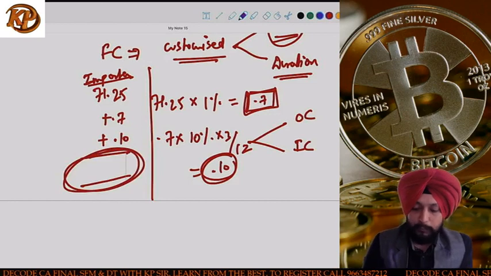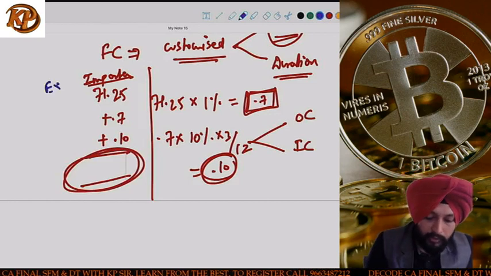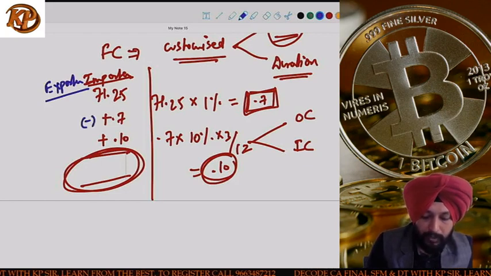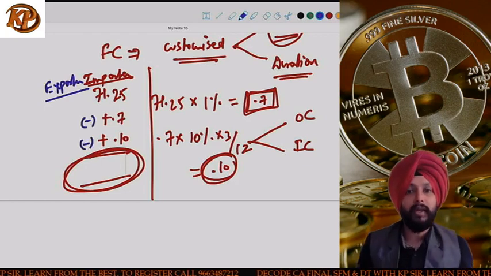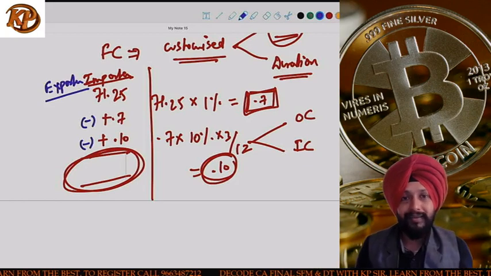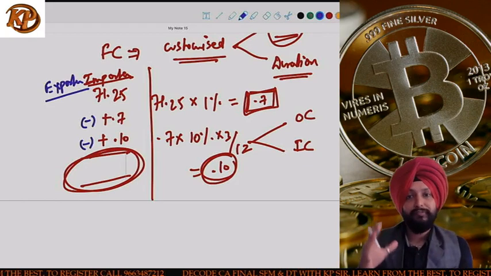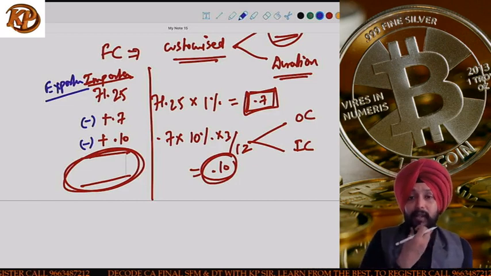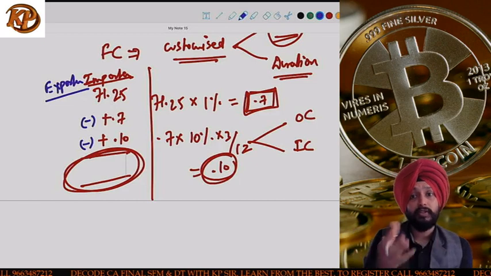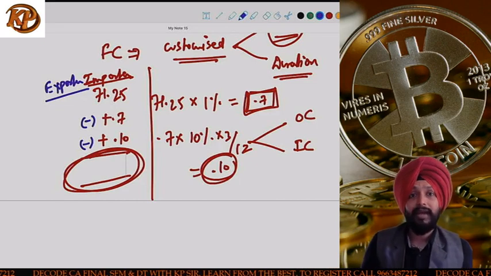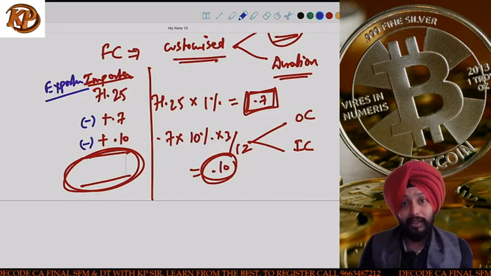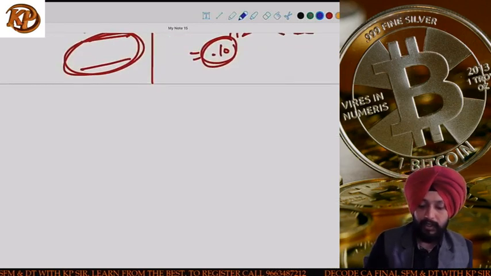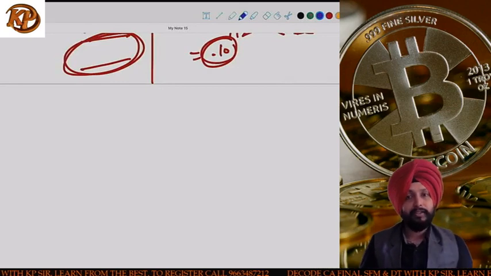And if it's an exporter, then 71.25 is my income, and this will become minus, because from my income my cost will be reduced. So we find the effective forward rate by considering the processing fee paid plus the interest on that processing fee, because this processing fee is generally payable upfront, and because of that we consider the opportunity cost on that money.